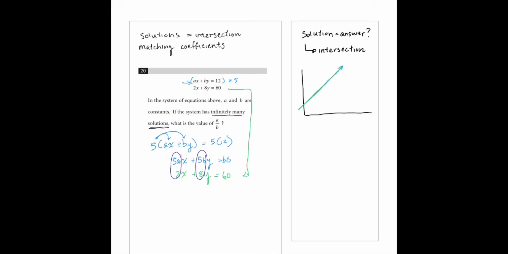So from here, we can set up two separate equations. We'll say that 5a equals 2 and that 5b equals 8. Because we need to solve what a divided by b equals, we'll isolate a to equal 2 divided by 5, and b to equal 8 divided by 5.